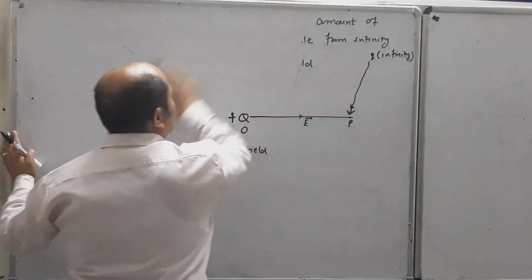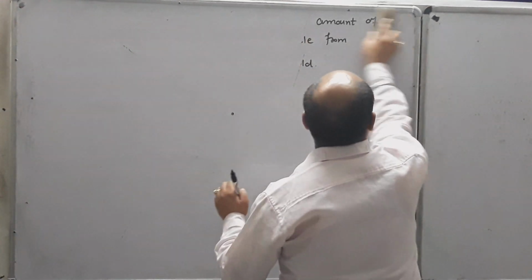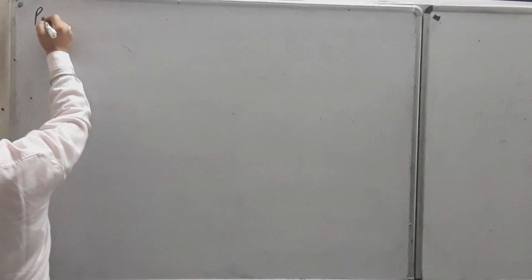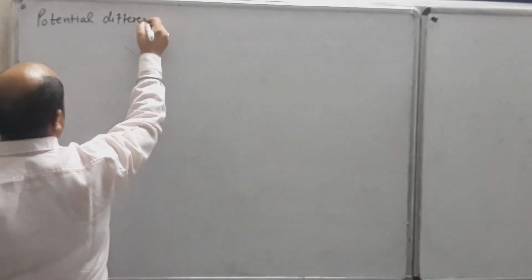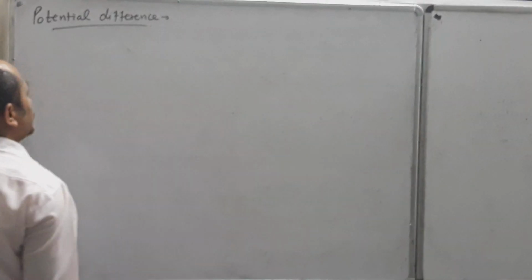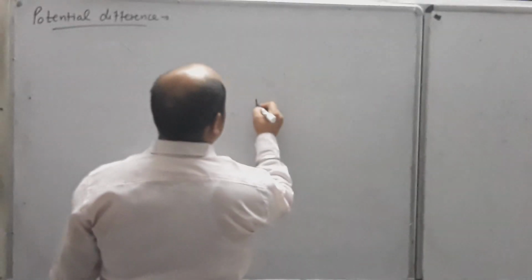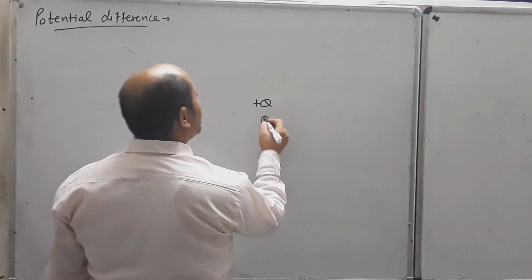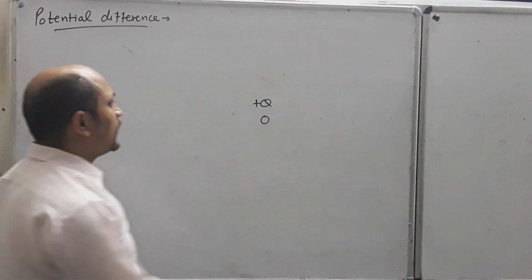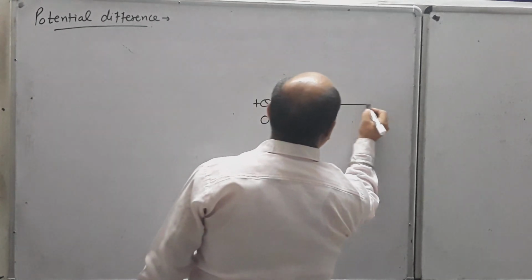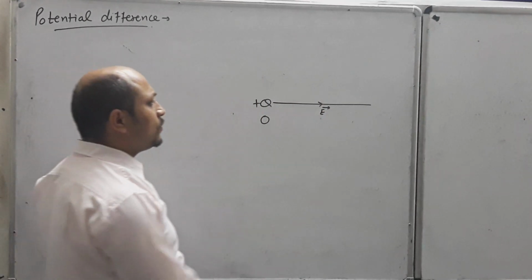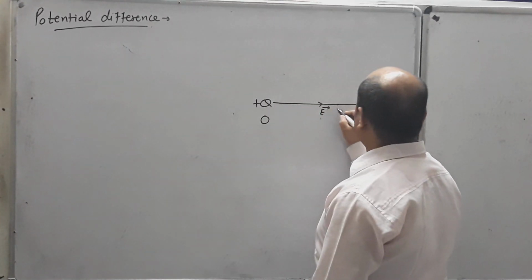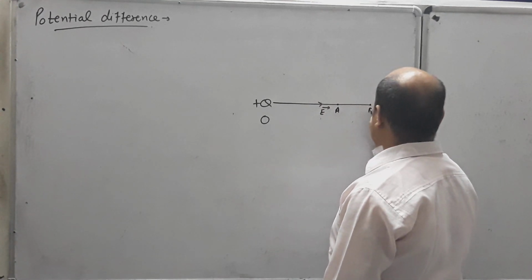The next is potential difference. Now what is potential difference? Suppose this is the plus Q charge particle placed at point O, and due to this positive charge particle the electric field is in outward directions. I am taking two points. The first point is say A and the second point is say B.